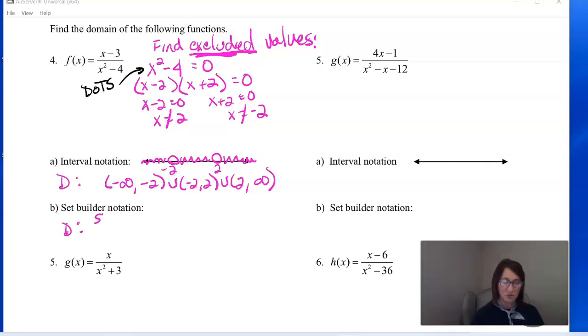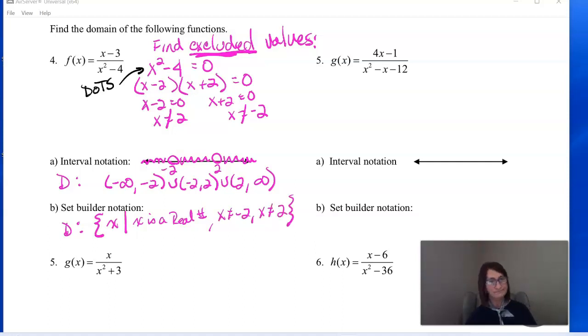Our domain is squiggly bracket, the set of all x such that x is a real number and x cannot be equal to -2, and it cannot be equal to +2. There we go. All right, we've got 2 5s here. Let's do the number 5 that's to the right.